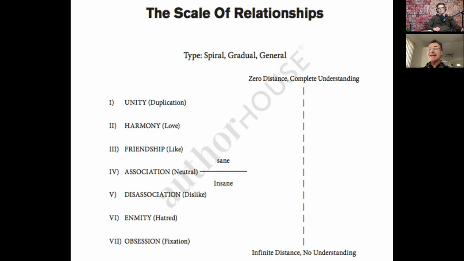Now, obsession is a fixation. That's a relationship where the person is fixated, which is definitely a type of mental illness. Unity is duplication. You're not fixated on the person, you are duplicating the person. In other words, you're so close to this person that you have become a unit. So it can look the same if you don't pay attention.